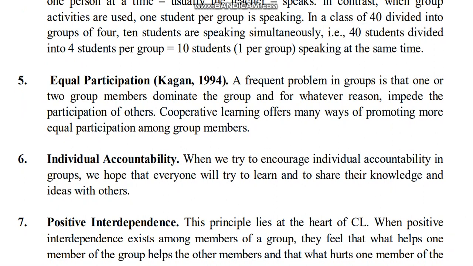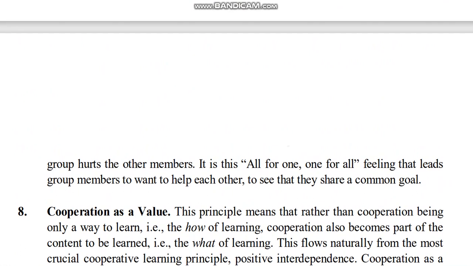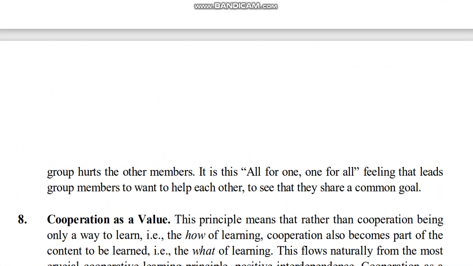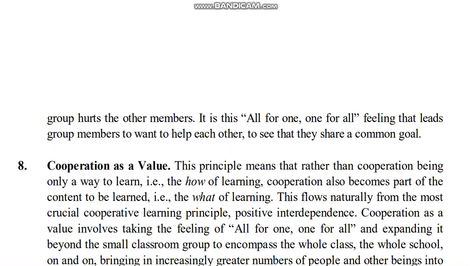Next, we have positive interdependence. This principle lies at the heart of cooperative learning. When positive interdependence exists among members of a group, they feel that what helps one member of the group helps the other members, and that what hurts one member of the group hurts the other members. It is this all for one, one for all feeling that leads group members to want to help each other and to see that they share a common goal.